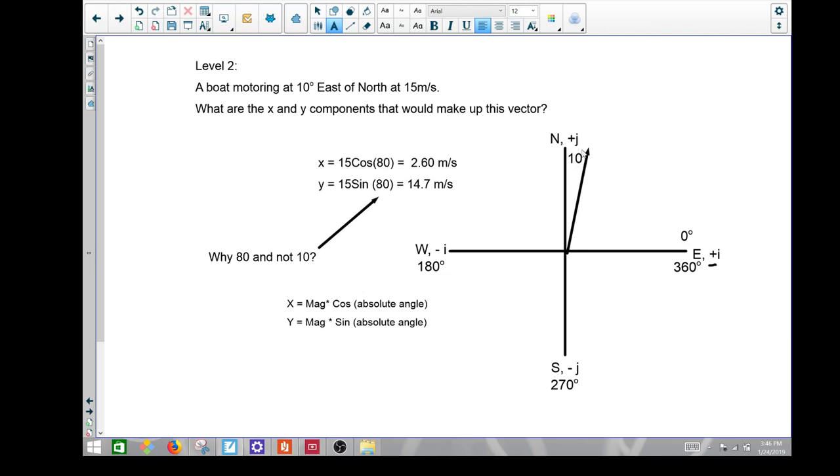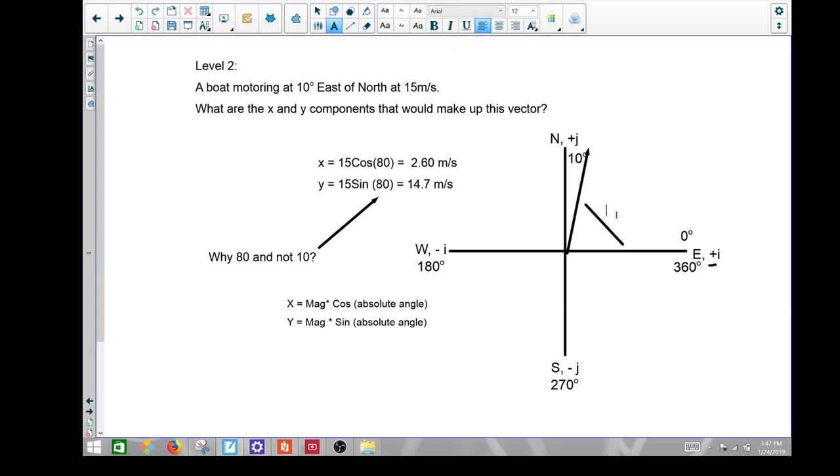We have a small x and a larger y. You should be aware of that. 14.7 is the larger, which should be the y. Smaller, 2.6. With that being said, be somewhat aware of that. This always works. So the absolute angle here is when we measure off of the x component. So this angle right here is 80.